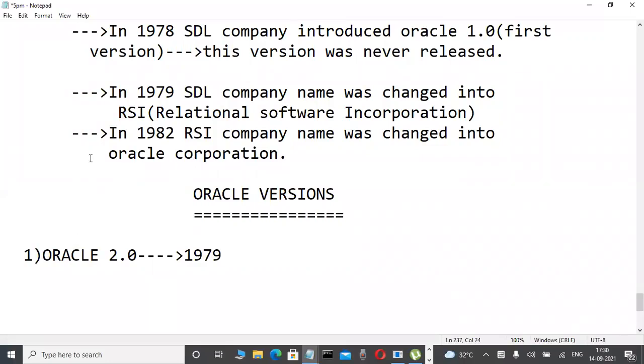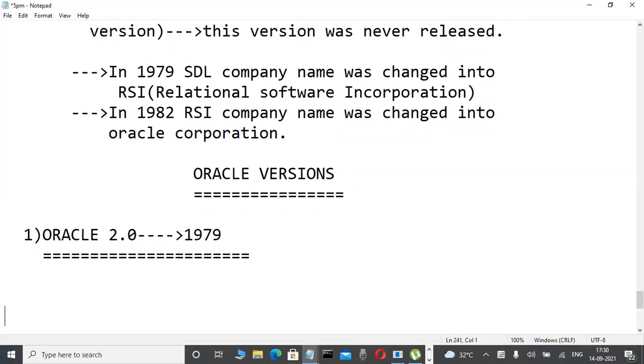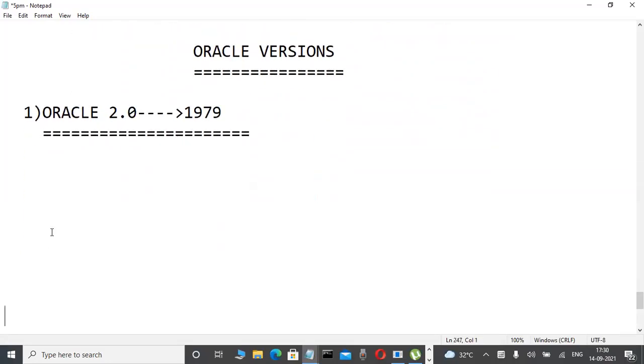The RSI company is there, no? That company released it. Yes, this is the first version. 1979, very good. Some fellows are guessing, correct. Write it: Oracle 2.0 is 1979 only. This is the first public version. Write it: first public version.